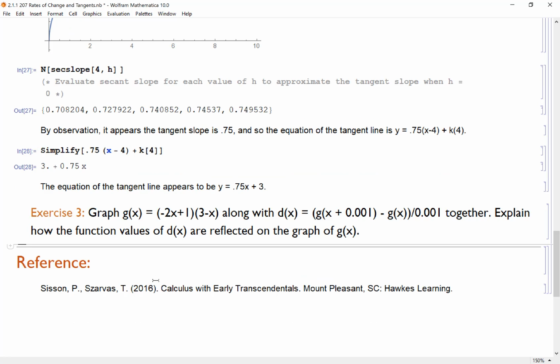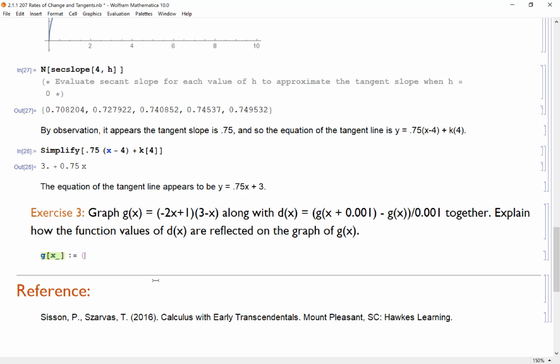Okay, let's look at exercise 3. So here, this time, we want g of x, which is negative 2x plus 1 times 3 minus x.